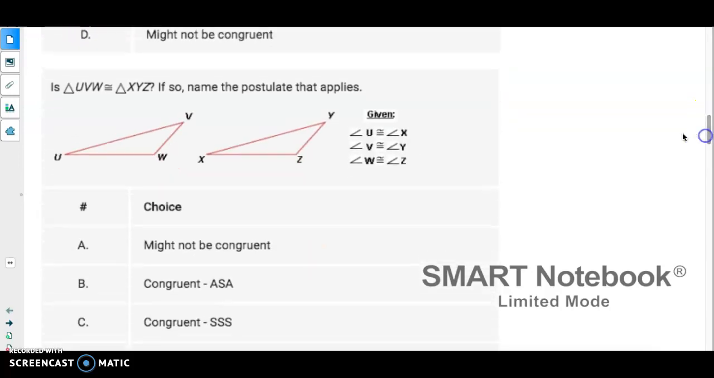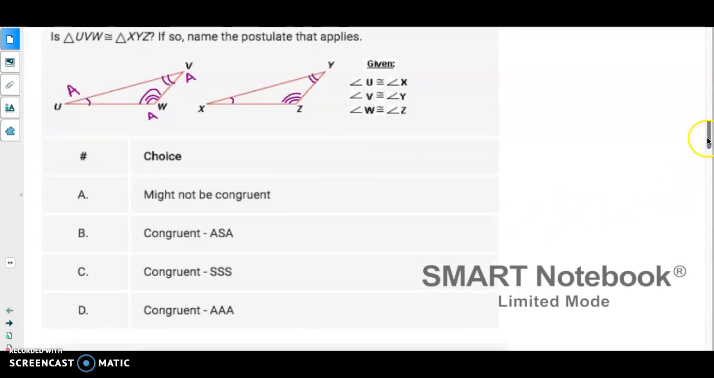Down here is our next one. This time we have angle U is congruent to angle X. Angle V is congruent to angle Y. And angle W is congruent to angle Z. It's asking if this means it's congruent. So here we have angle, angle, angle. So does angle, angle, angle mean that something is congruent? So let's look at what it says down here.